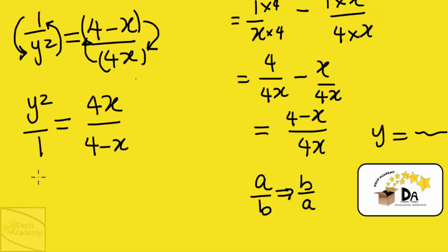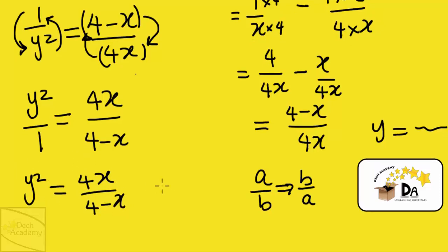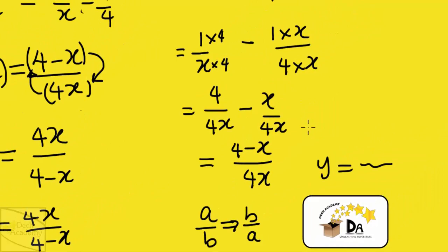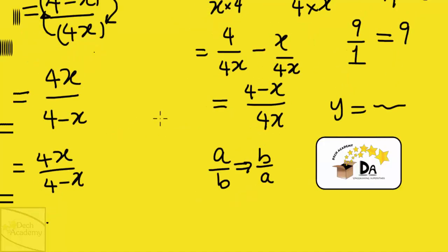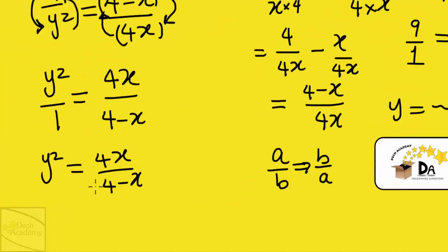Now, you can just tell that we're almost there, because y squared over 1 is same thing as y squared, which is 4x over 4 minus x. Why is y squared over 1 y squared? Well, if you recall from the videos on fractions, a number over 1 is equal to the number. 9 divided by 1 is 9. 8 divided by 1 is 8. Y squared divided by 1 is y squared.